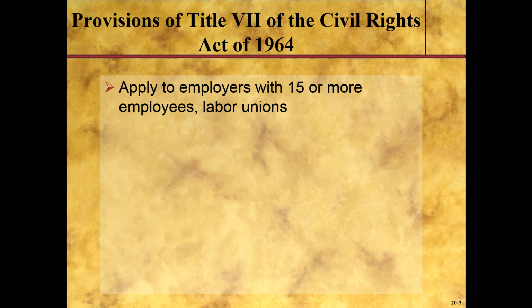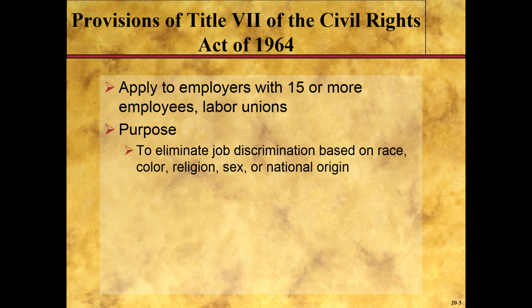So Title VII. Keep in mind that it doesn't apply to very small employers. It applies to employers with 15 or more employees and labor unions. The purpose is to eliminate job discrimination based on 5 categories: race, color, religion, sex, or national origin. But even in those cases where there is discrimination based on those categories, there are a few cases where employers can still have a defense or where the discrimination is permissible.